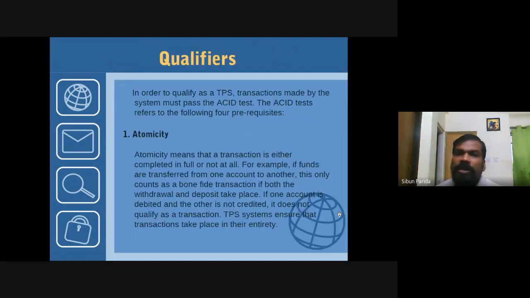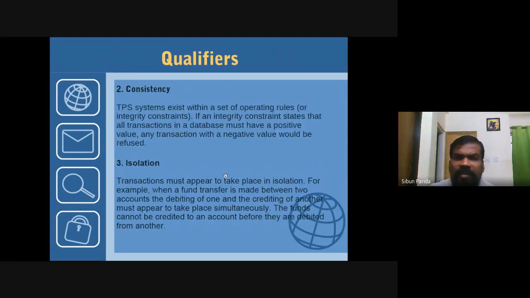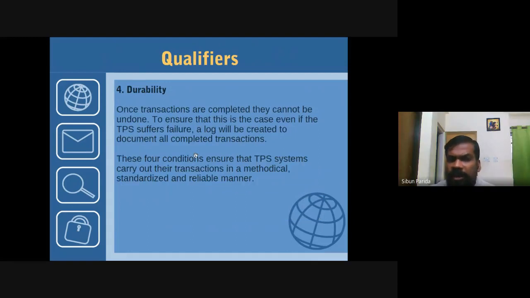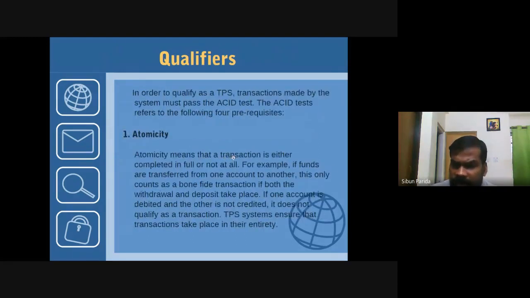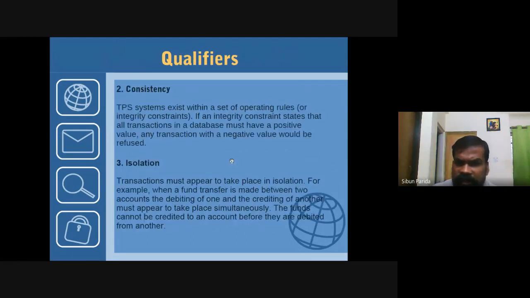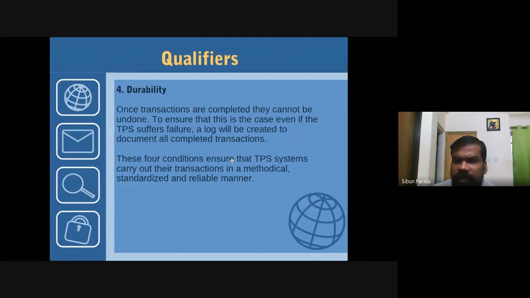What are the qualifiers? In order to qualify as a transaction processing system, the transactions made by the system must pass the ACID test. There is a term called ACID, and every letter has a meaning, which we will discuss. The ACID test refers to the following prerequisites: A for atomicity, C for consistency, I for isolation, and D for durability.